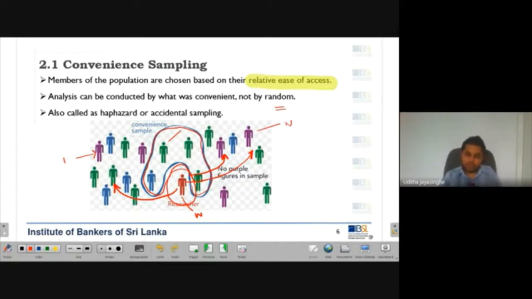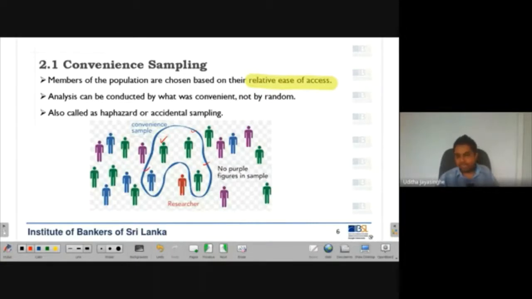If you look into the picture, what can you see here? You may see, okay, fine. This researcher has selected these 4 elements. There are 3 elements in the green representation and 1 blue. But what I have highlighted here, no purple figures in the sample.